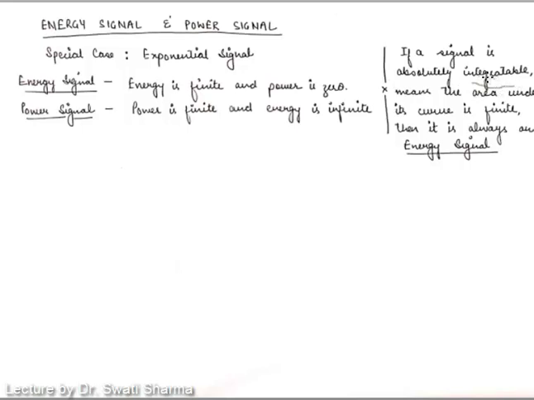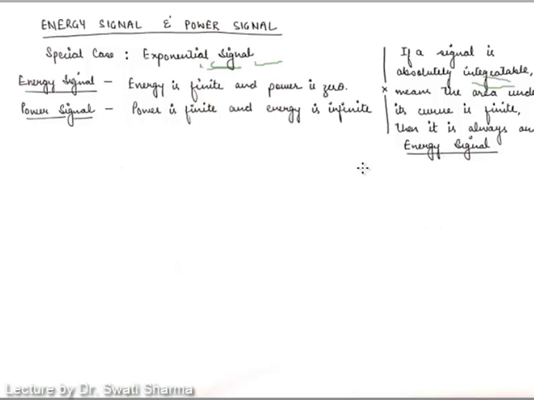Now what do we mean by integratable here? It means that if the area under its curve is finite, then it is always an energy signal. Please keep in mind throughout this video that I'll be talking about exponential signals in particular. Exponential signals could be either a rising exponential or a decaying exponential, depending on the type of exponent given, which will become clear as I take a few examples in this video.